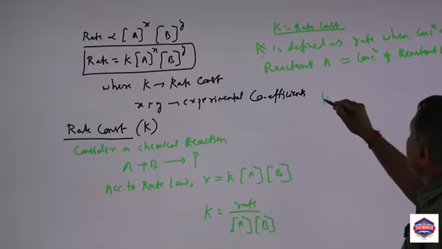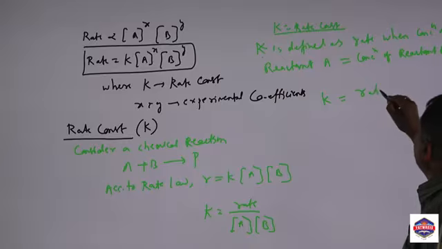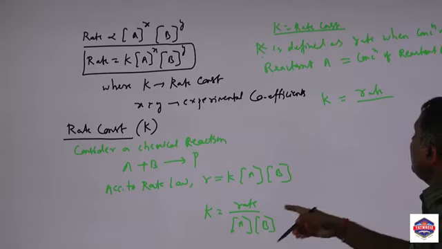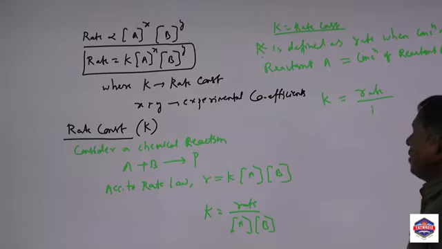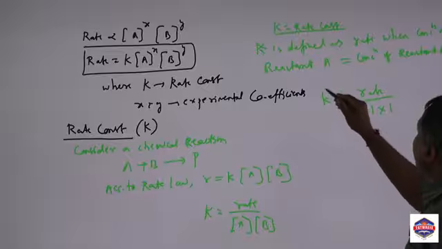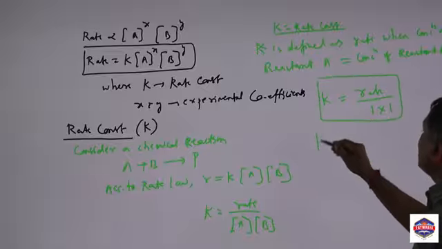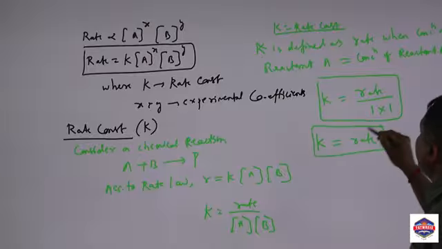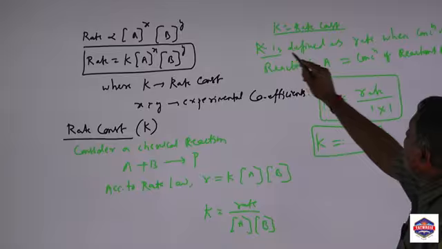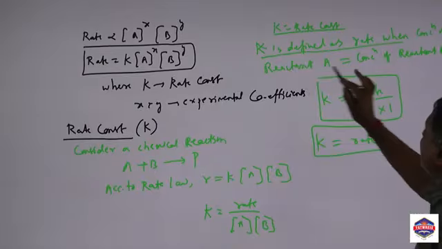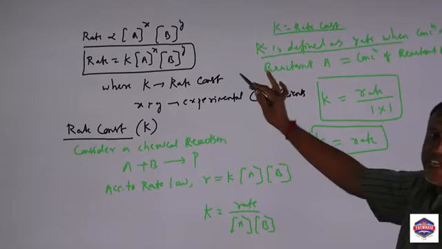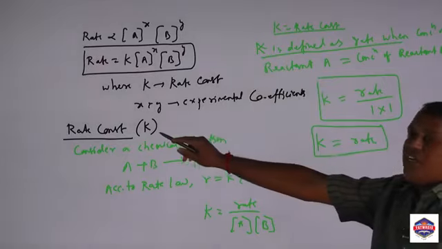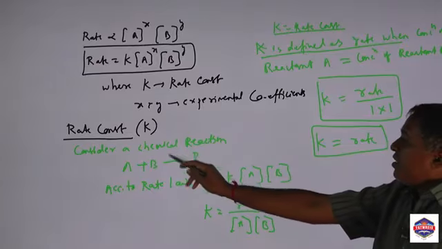That means k is equal to rate, and concentration of reactant A and concentration of reactant B both are equal and equal to 1. Therefore 1 into 1. Therefore k is equal to rate only now. So k is equal to rate. What is k? k is rate. k is defined as rate when concentration of each reactant becomes equal to 1 or unity. So in this condition only we can define what now? Rate constant k.